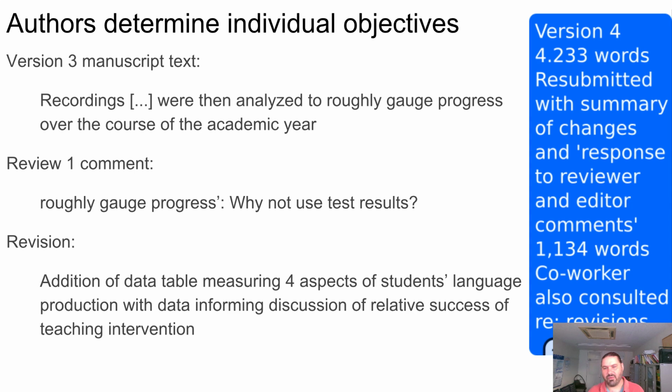So they had recordings of their students from the end of the semester, and in this version of their manuscript they do an analysis of those recordings, and then they create a data table evidencing some of the claims that they had made in their version 3 manuscript. They then use that table to further reinforce the claims that are made regarding student progress on their course.